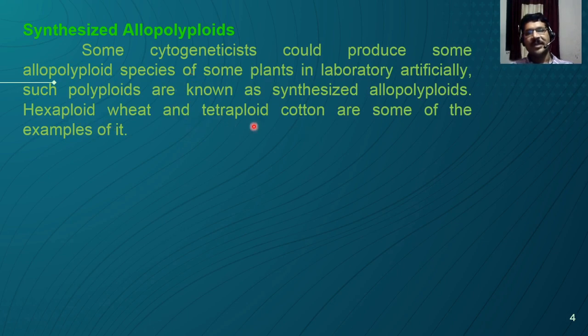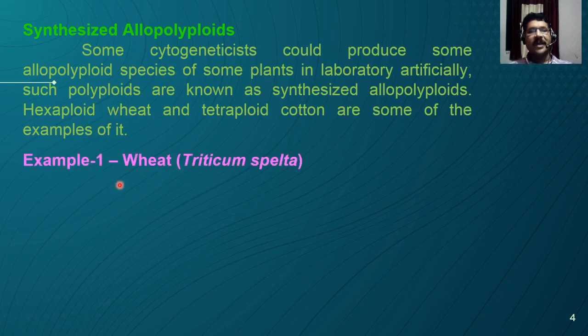These two allopolyploid plants have been produced by cytogeneticists in the laboratory. One by one we will see. First of all, we will see the example of wheat, that is Triticum spelta. This is one example of synthesized allopolyploid. So how they are prepared we will see here.